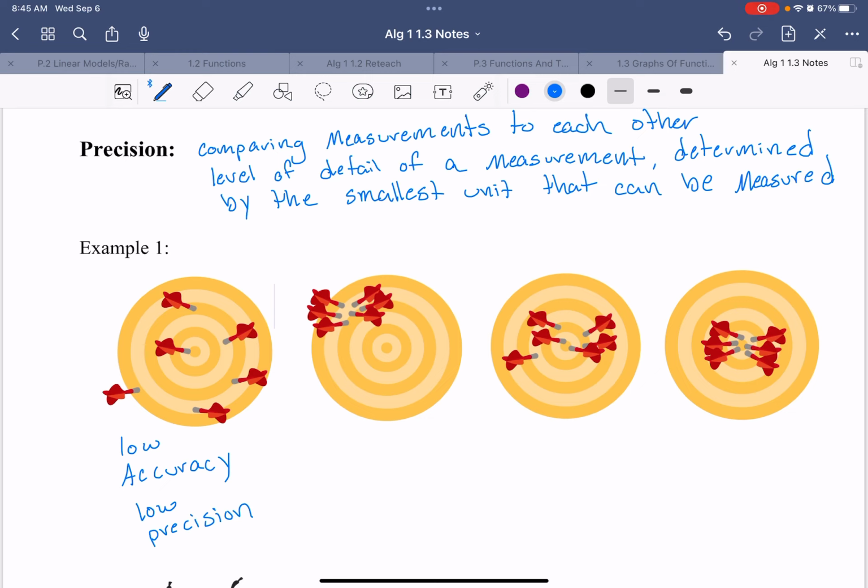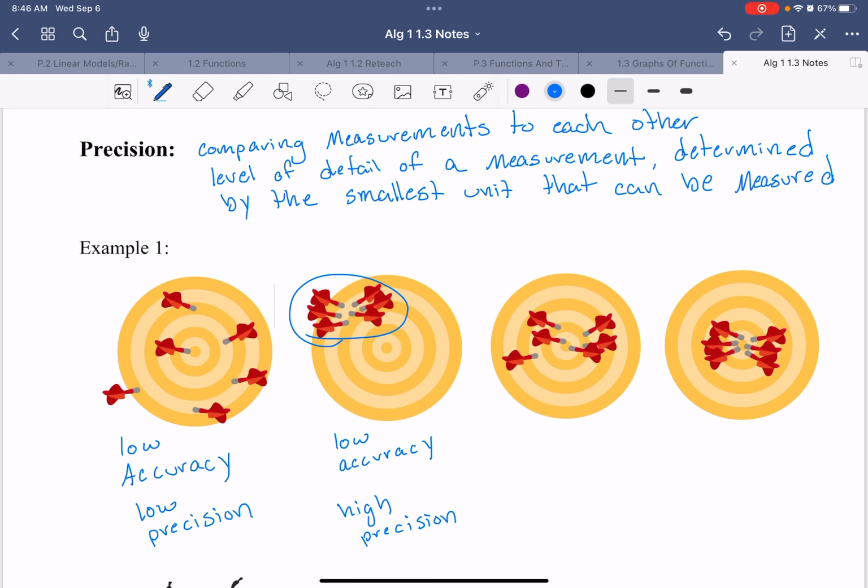Okay. Whereas this next one, no, they are not close to the target, but they're all close to each other. There's this nice little huddle. So there is low accuracy because it's not close to the target, but it has high precision. The thrower is quite precise in that they're getting them all in that same area.